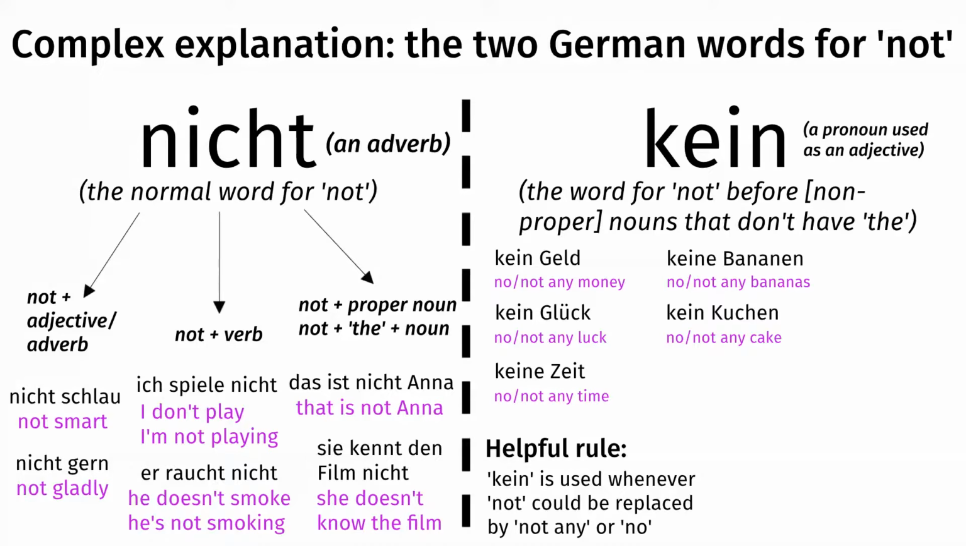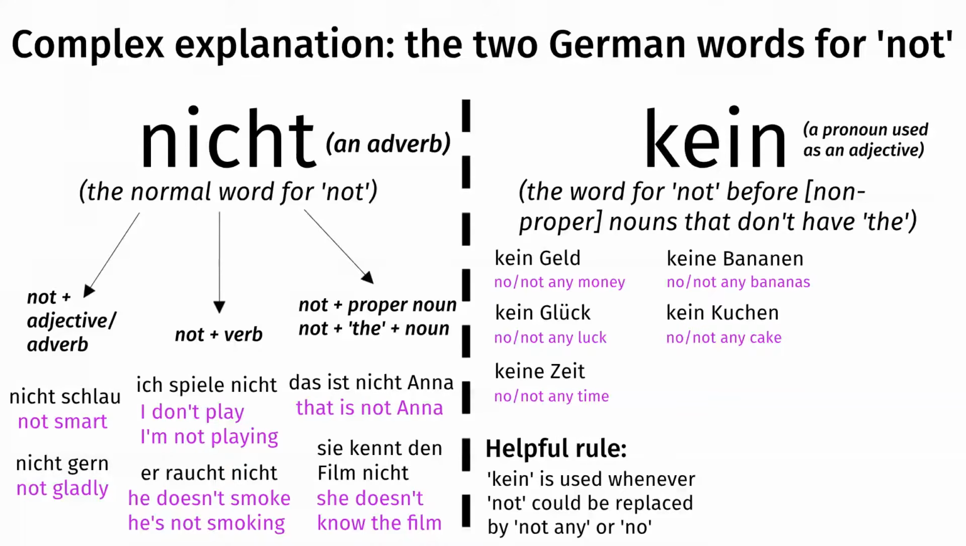Notice if you were to say the money or the luck or the time, and you wanted to make that negative and put a not in front of it, then you would use nicht. But we don't have a the, and it's not a proper noun, like in the previous example, that is not Anna, so we have kein, which could be translated no or not any.